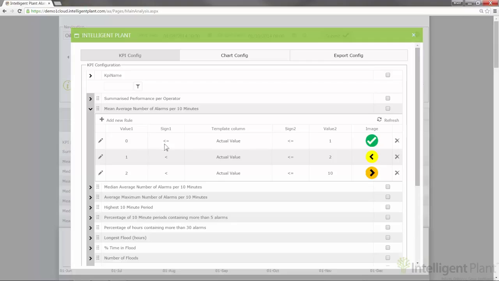For this KPI, we can see that less than 1 is green, less than 2 is yellow, less than 10 is orange, and by default, greater than 10 is red. This scaling schema is again taken from EEMUA 191 and indicates performance more accurately than a linear scale.